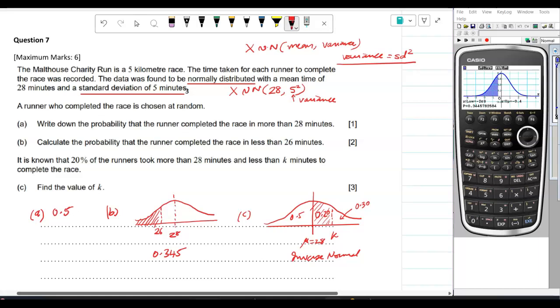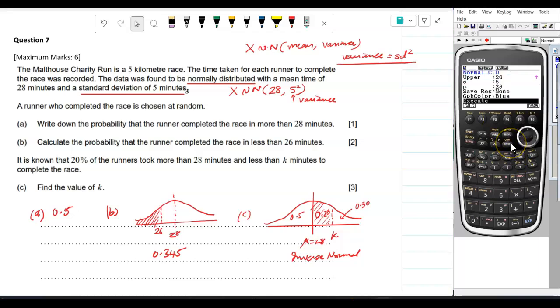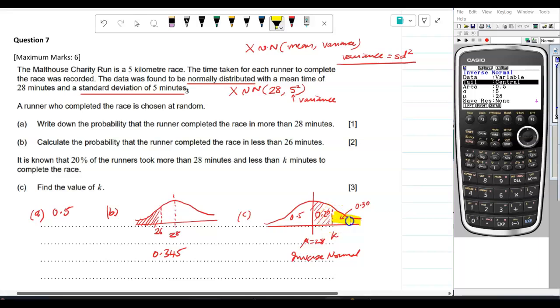Now when you are using inverse normal, I'll explain how to use it. It's a very simple function. Distribution, normal, inverse normal. Now which tail will you take? It depends on which tail you want to take. If you want to take 0.30, which tail is this? The right tail. What is the area of the right tail? 0.30. Mean and standard deviation are the same. So what's your answer? 30.62. It has to be higher than 28, obviously.